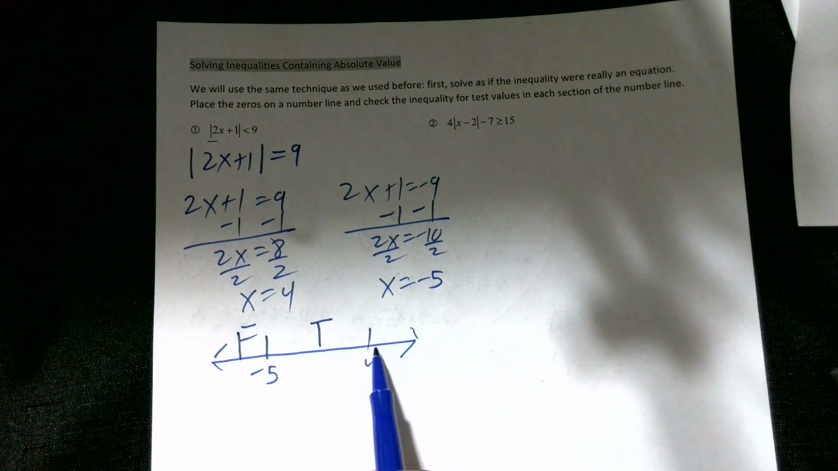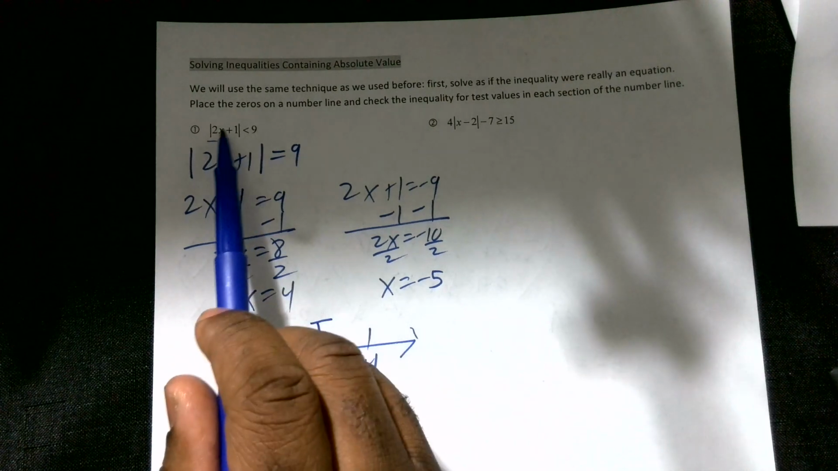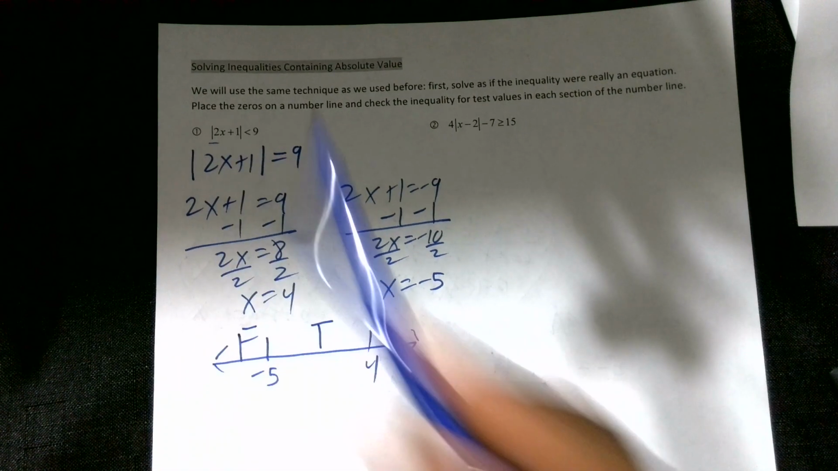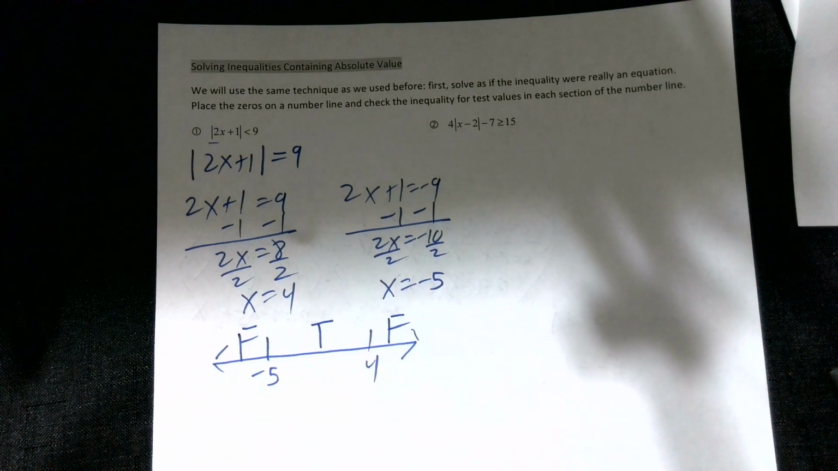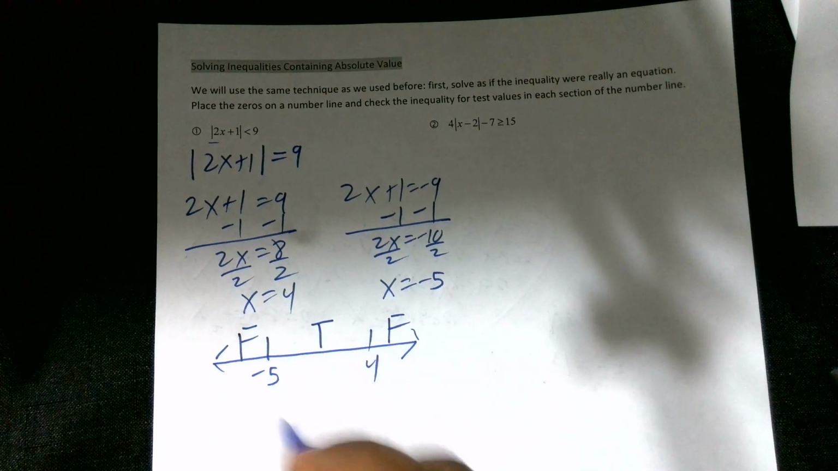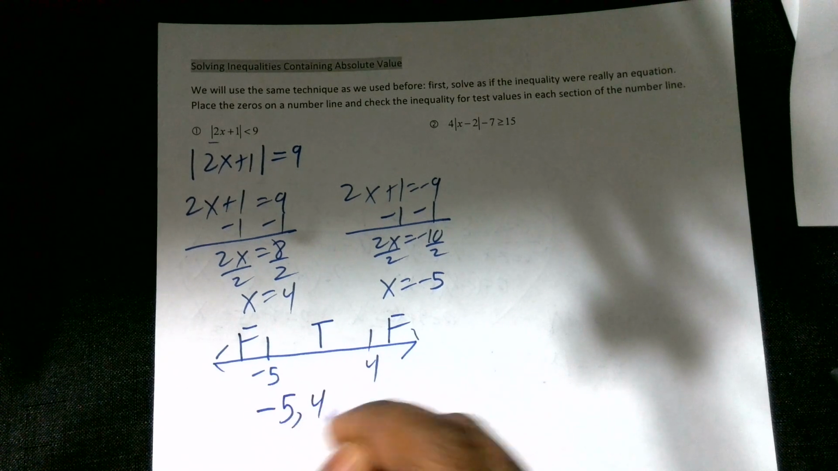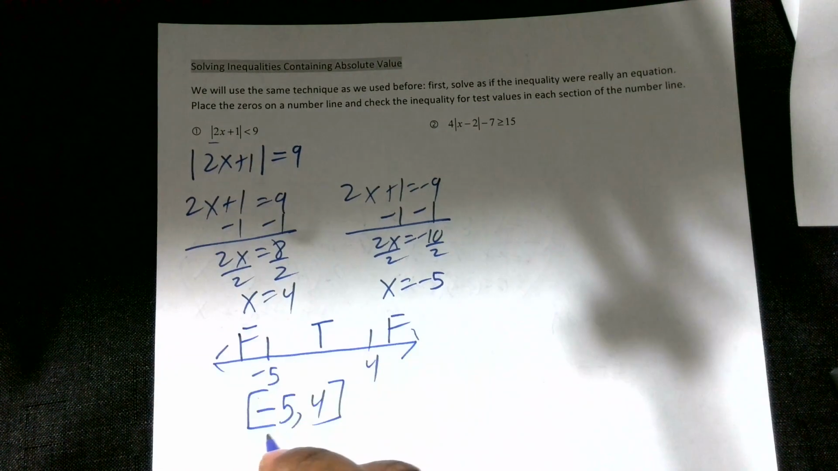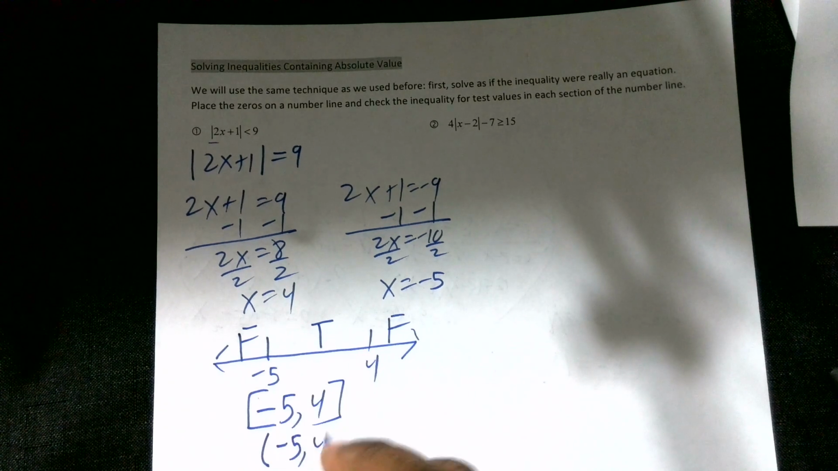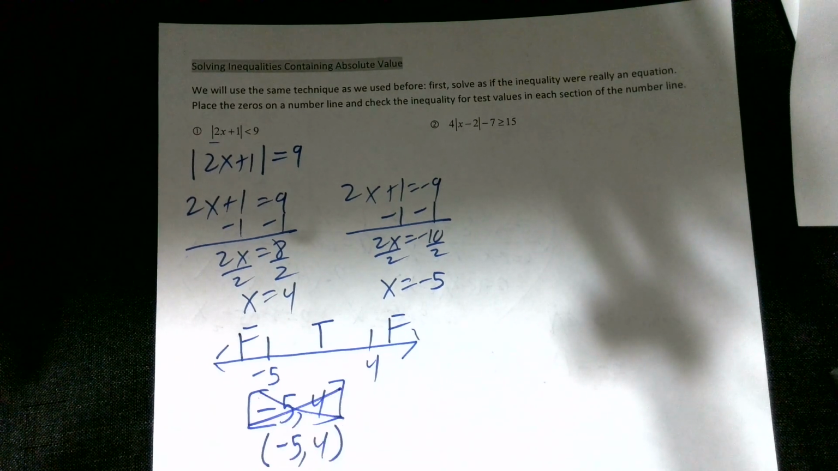And last but not least, I will use a number higher than 4. I will use 5. Put in 5 here. This will be 10 plus 1 is 11. And we know the absolute value of 11 is greater than 9. So this is false. So our interval would be from negative 5 to 4, and they will be included. And that will be your answer for this problem. Oh, actually, it's not included. I'm sorry, I thought that had an or equal to. So it's supposed to be a parenthesis. So it'd be parenthesis, negative 5, 4.